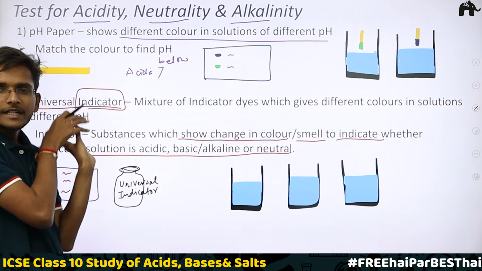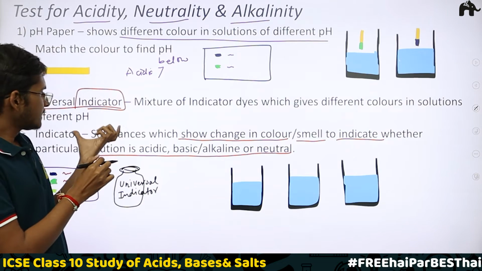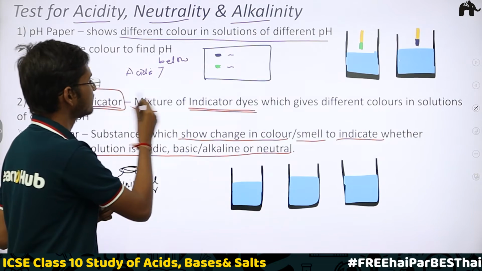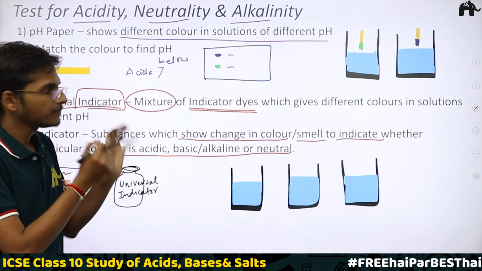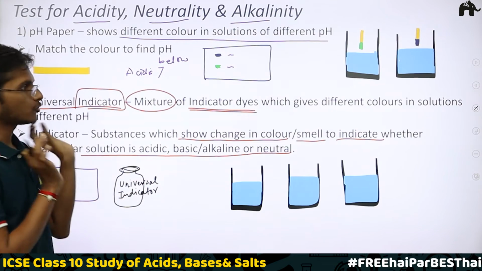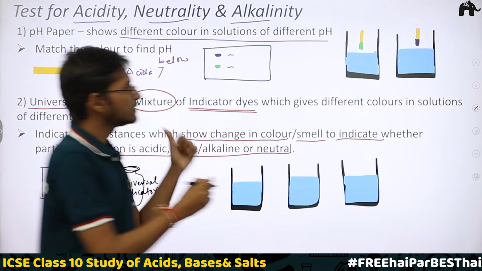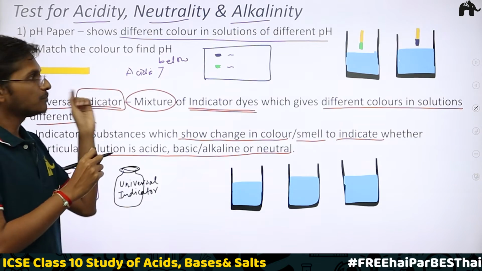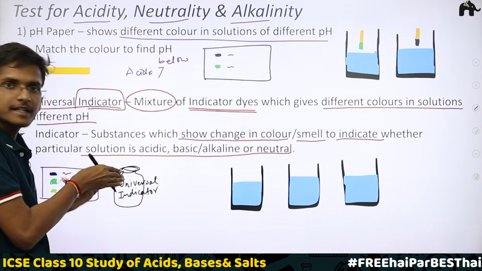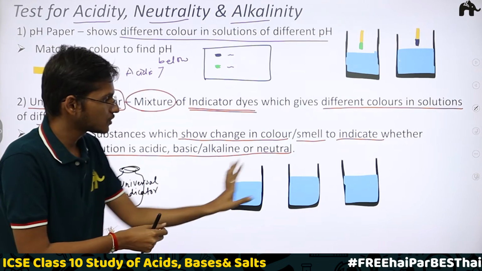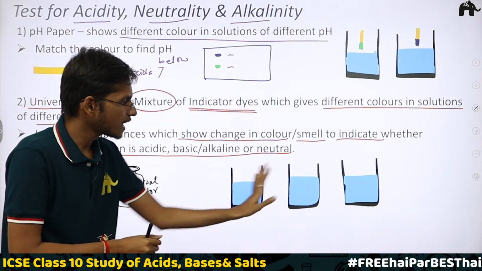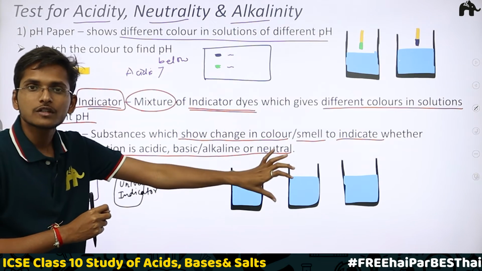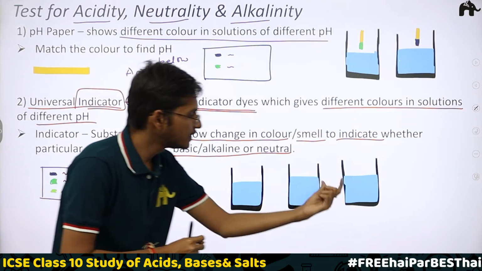We are using indicators which are dyes. We mix these indicator dyes and form a solution of this mixture, and this is called a universal indicator. It also gives different colors in solutions of different pH, just like the pH paper. The pH paper would get different colors. What the universal indicator does is, suppose these are beakers having solutions at different pH, and I pour the universal indicator into these solutions. The solutions would get different colors.